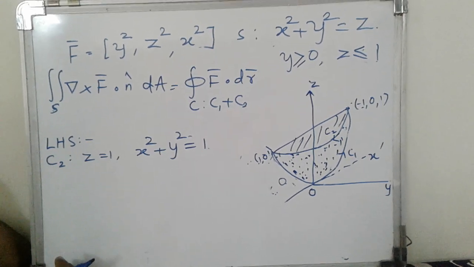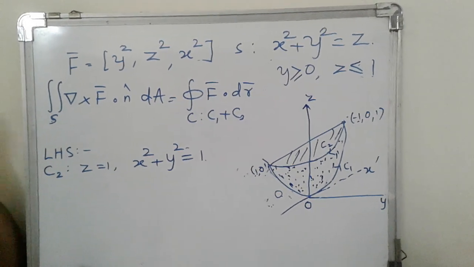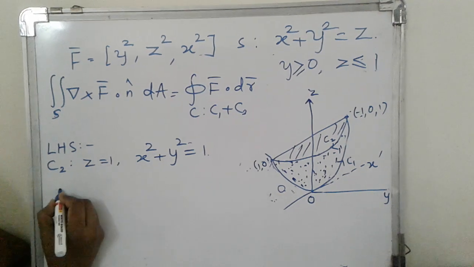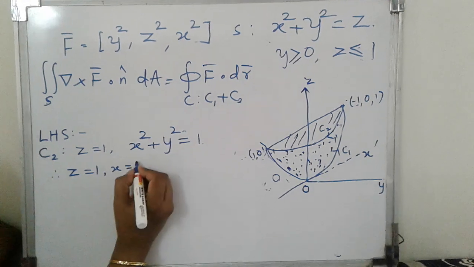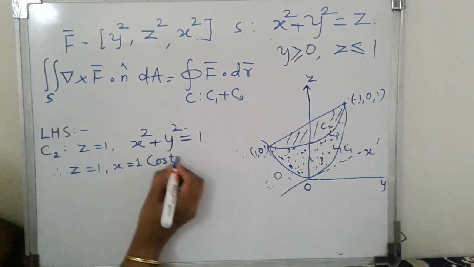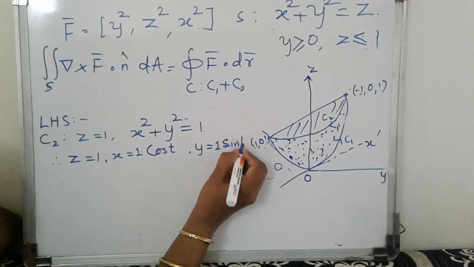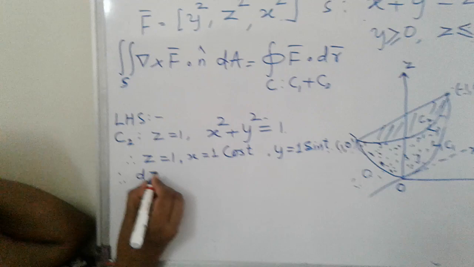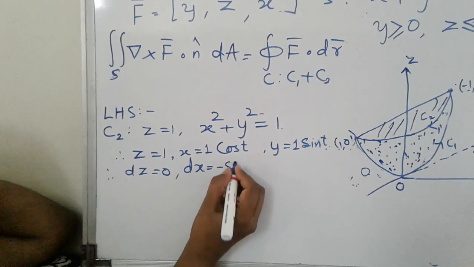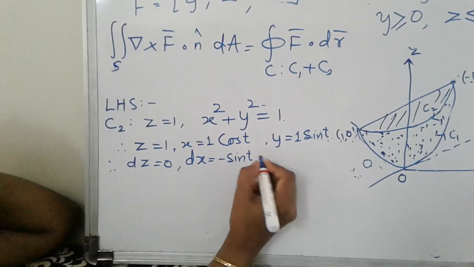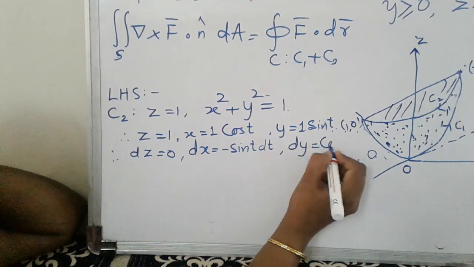So whenever it's a circular arc, we need to represent this curve in the parametric form. Line integral, one dimension, one parameter. Therefore, we have z is equal to 1, x is equal to 1 cos t, and y is equal to 1 sin t. Therefore, dz is equal to 0, dx is equal to minus sin t dt, and dy is equal to cos t dt.